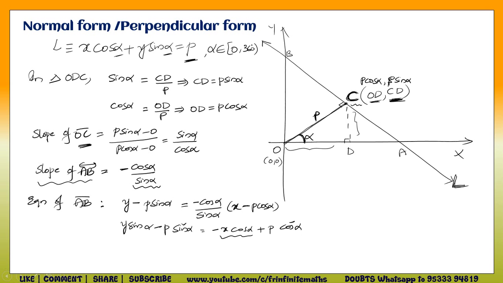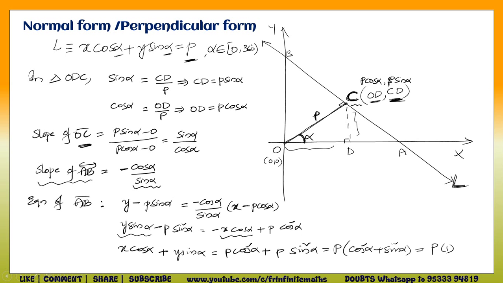Now bringing the terms which contain x and y to one side, I can write x cos alpha plus y sin alpha is equal to p times cos square alpha plus p times sin square alpha. From these two terms I can take p common, so this becomes p times cos square alpha plus sin square alpha. Cos square alpha plus sin square alpha is nothing but the identity, so p times 1. So I get this particular line equation: x cos alpha plus y sin alpha is equal to p.